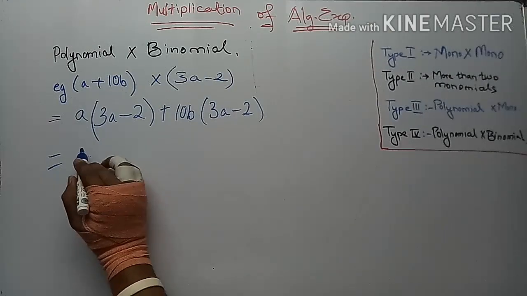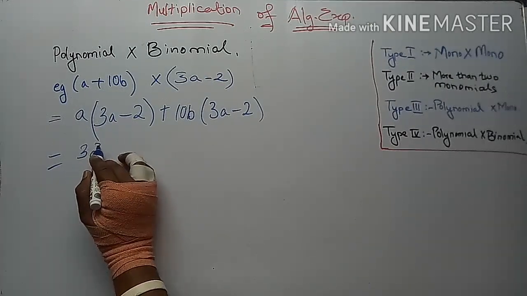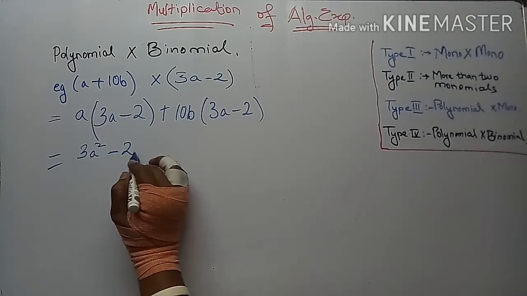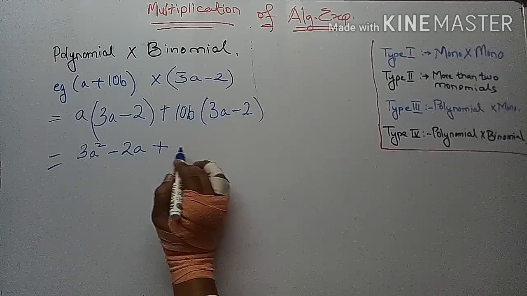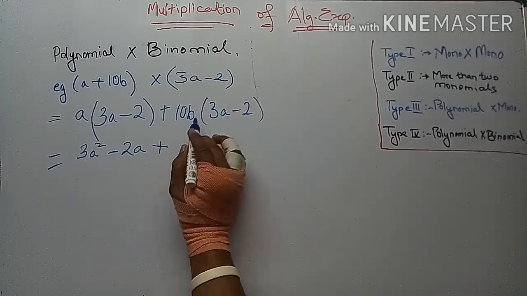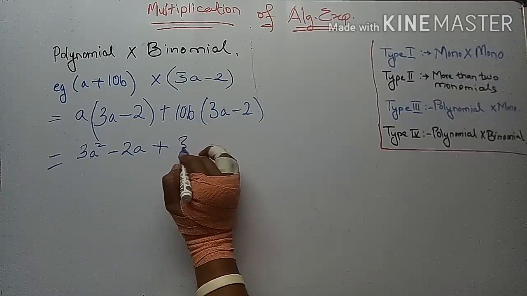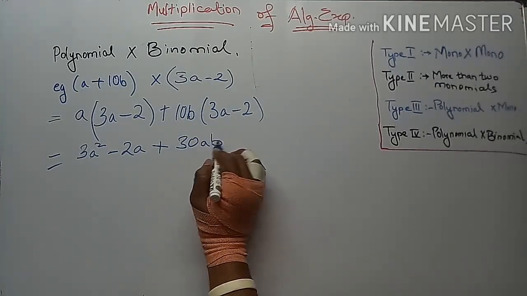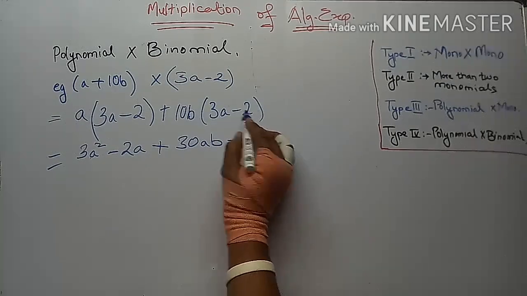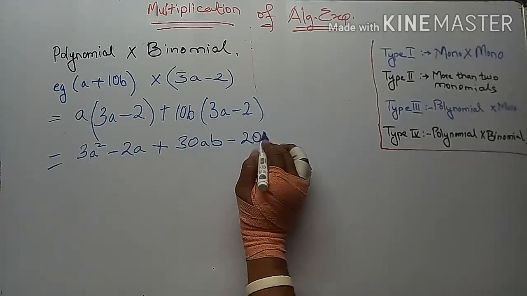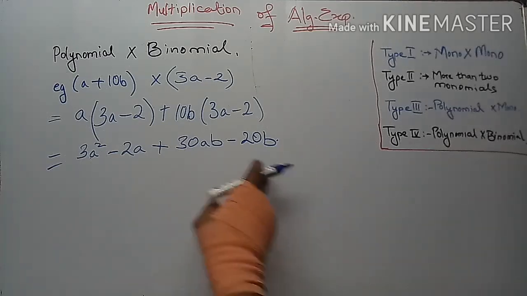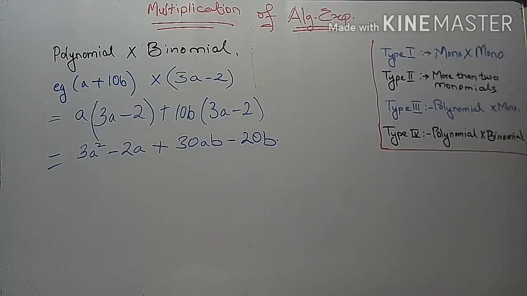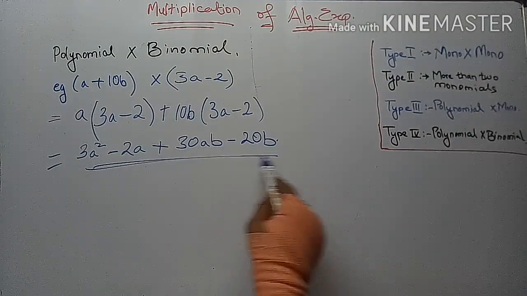So a multiplied by 3a gives me 3a square, minus 2a. Plus 10b multiplied by 3a gives you, numeral coefficients 10 into 3, 30ab. 10b into minus 2 will give you minus 20b. If you have any like terms over here, you may add them, or else you will keep it as it is. You see there are no like terms over here, so my final answer is this.